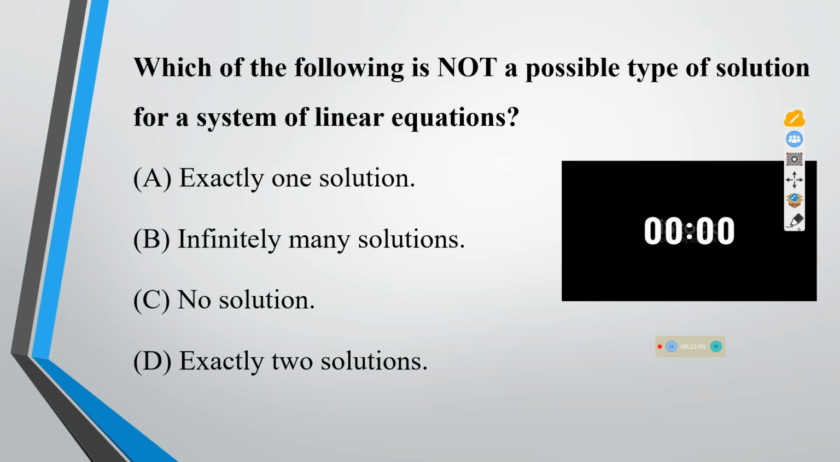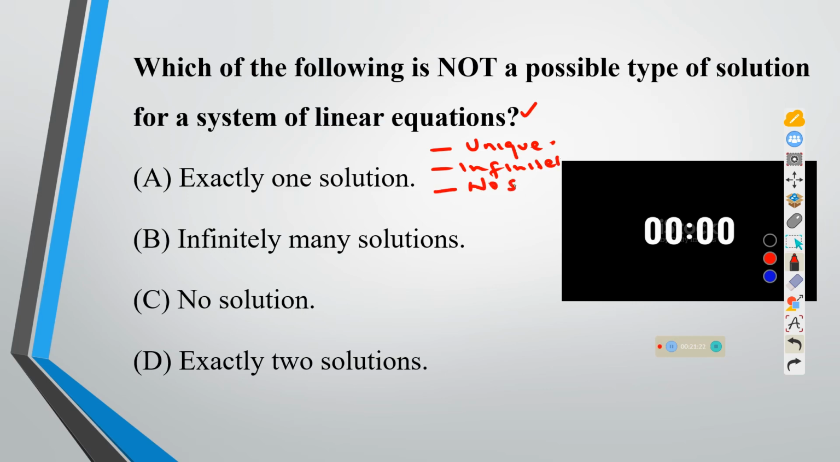So let us look at the solution. We are told: which of the following is not a possible type of solution for a system of linear equations? So we have got 3 types. 1 is a unique solution. 2, we have infinitely many solutions. And 3, we have no solution.